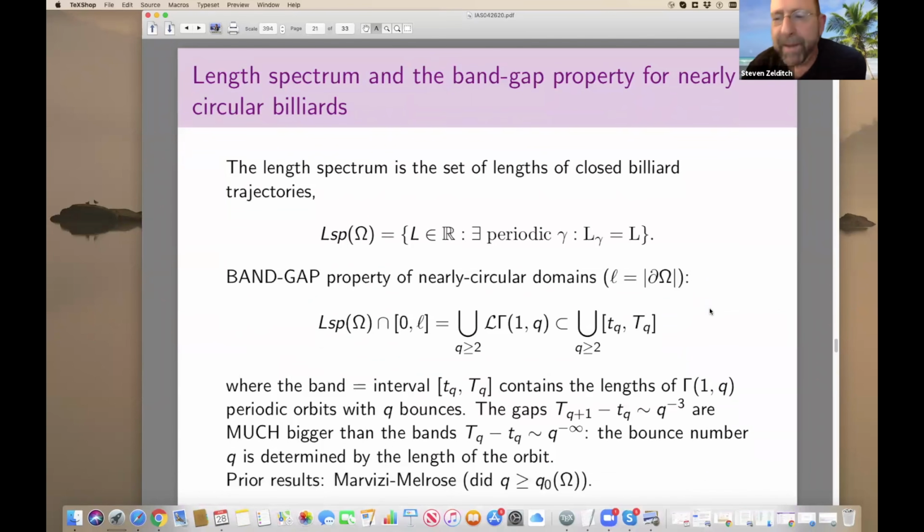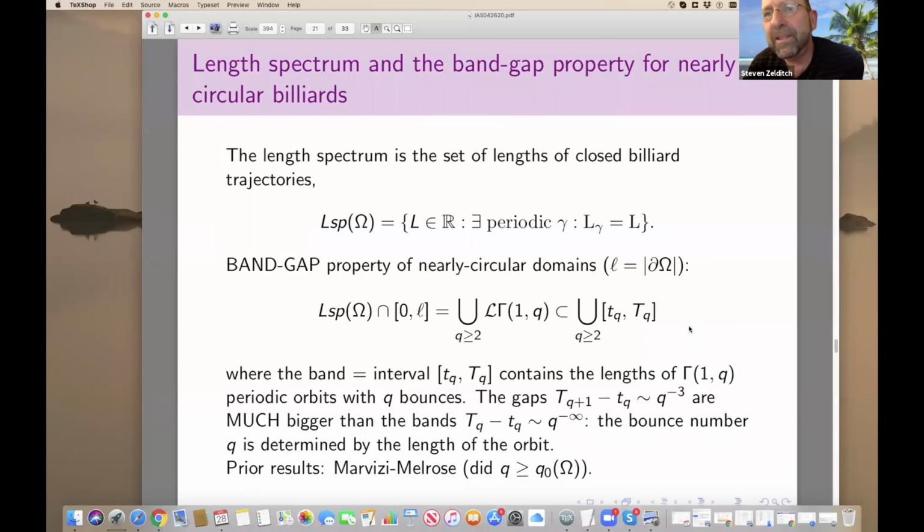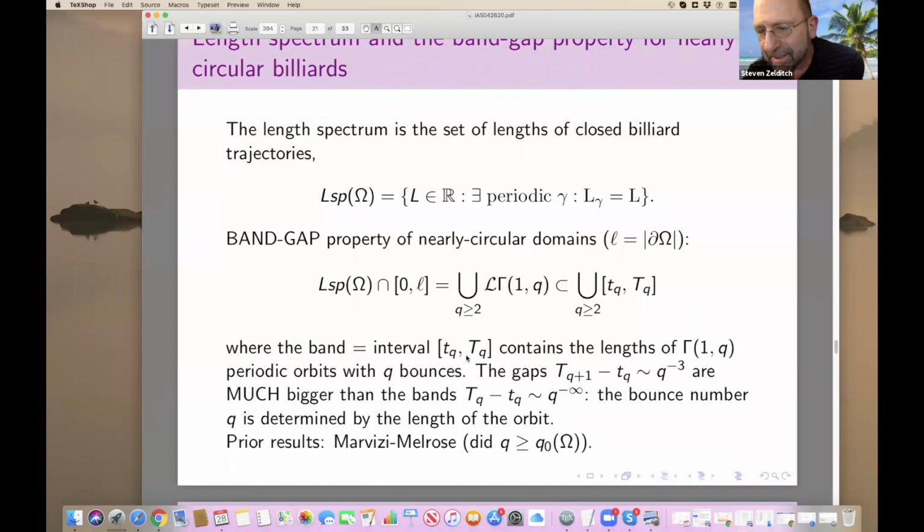So here's the really basic property: the length spectrum has a very strange structure. I'm using terminology from random Schrodinger operators. Don't take that literally. The length spectrum for nearly circular billiards has a band gap structure. By a band I mean the lengths of 1Q orbits. That's the length spectrum within the interval from little tq to big TQ. The gaps are the distances between these intervals. When you change Q, you get a gap. When you have fixed Q, you have a band. That's the notation.